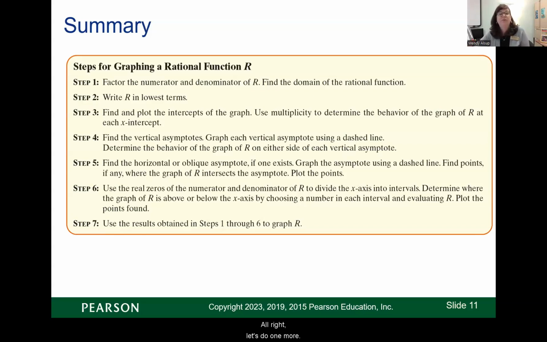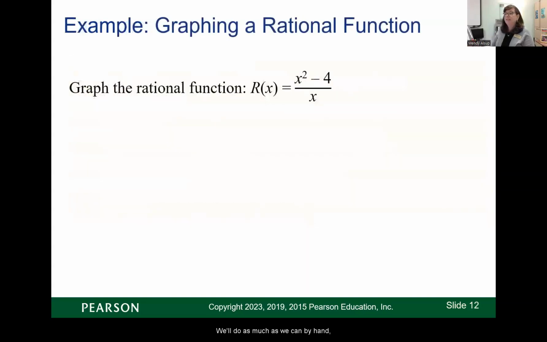All right, let's do one more. We'll do as much as we can by hand, and then we will add in our calculator here.